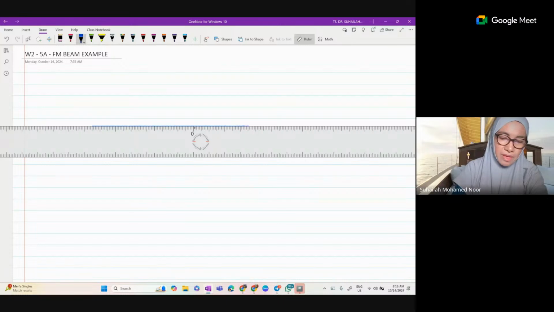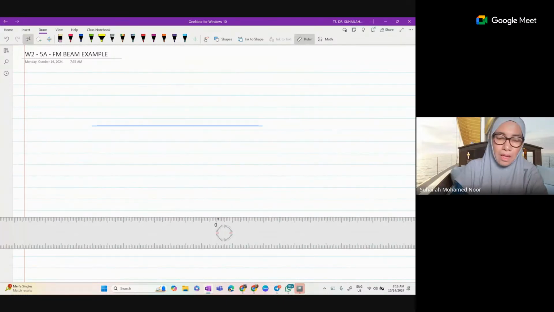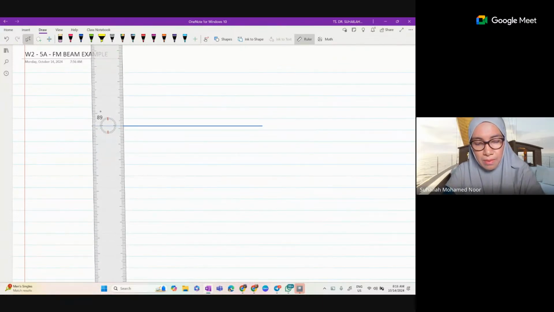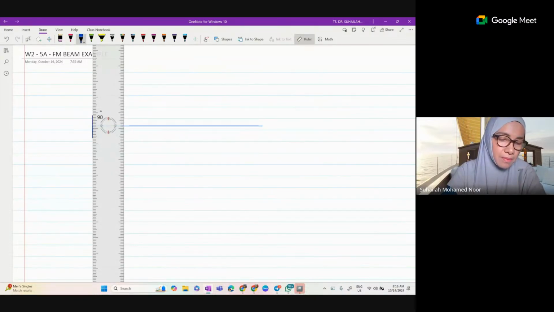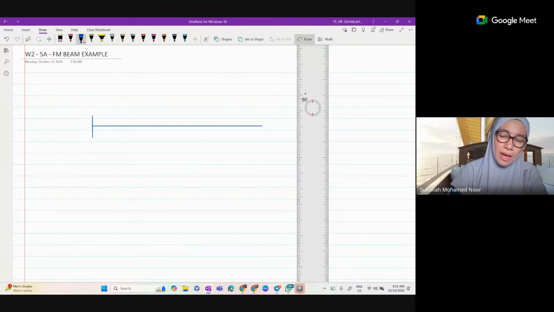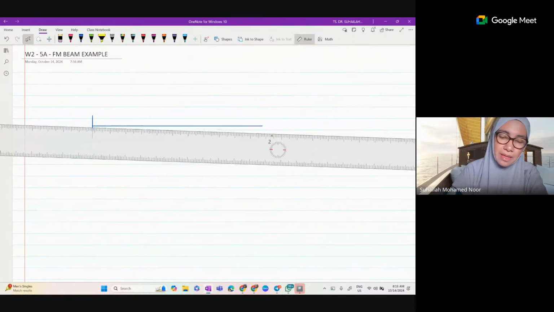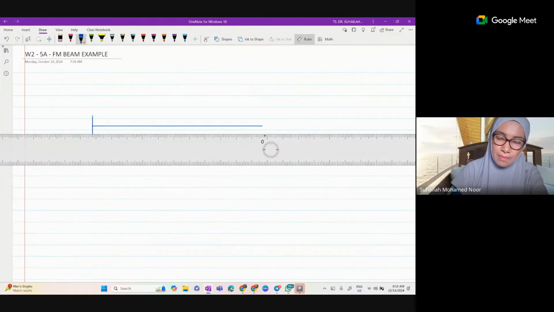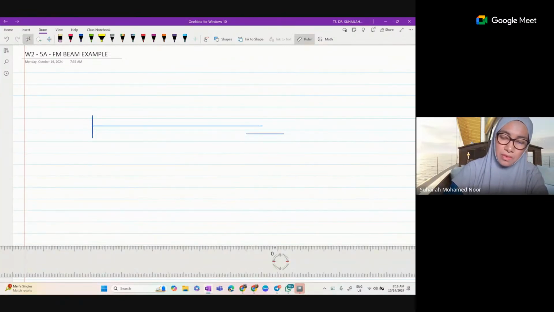So let's say we have this beam, fixed at A, and roller at D. A, B, C, D, roller at D. So this is roller. And then let's say this has UDL.